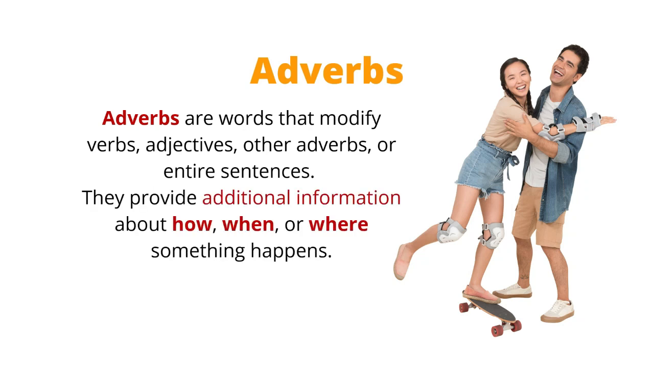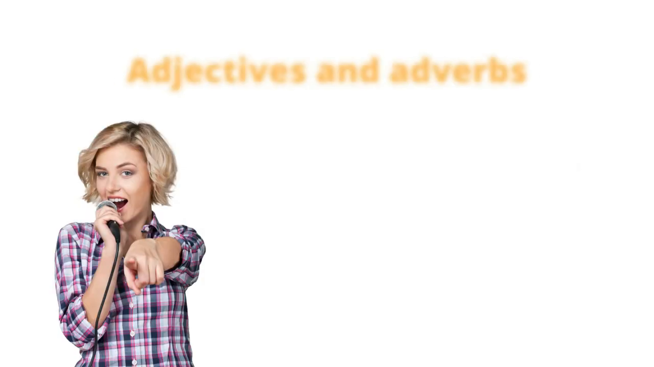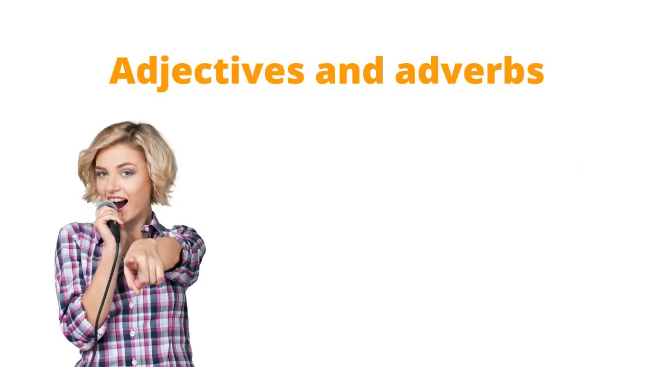Adverbs are words that modify verbs, adjectives, other adverbs, or entire sentences. They provide additional information about how, when, or where something happens. Now that sounds very complicated, but believe me, it will not be complicated by the time we finish this video. So first of all, let's have a look at the difference between adjectives and adverbs.